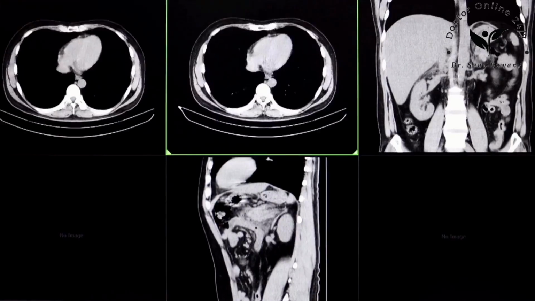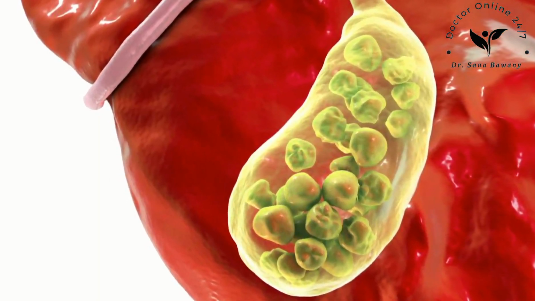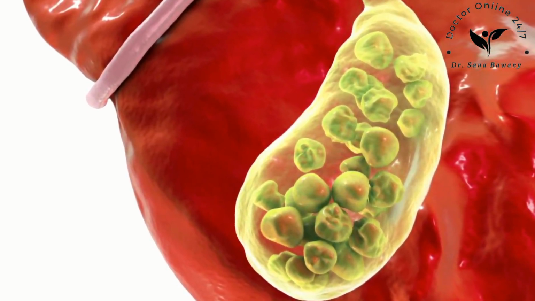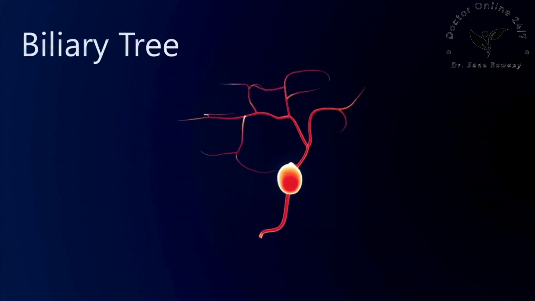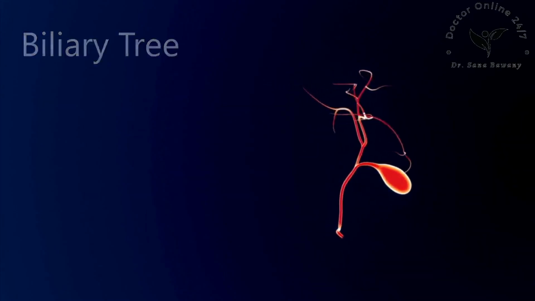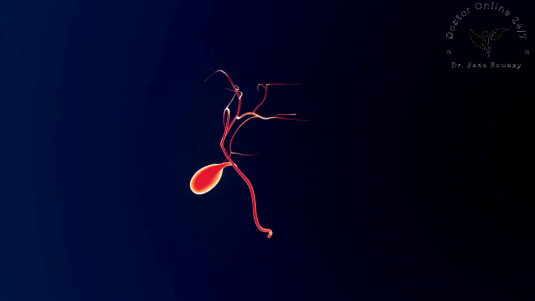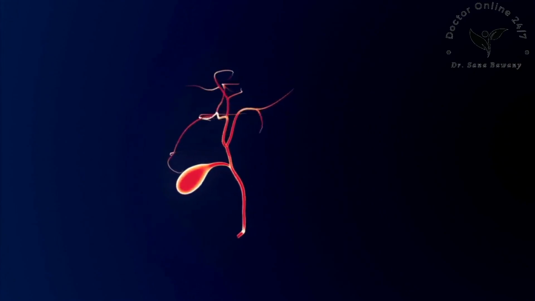Although I mentioned that a majority of patients are asymptomatic, signs and symptoms and medical conditions do occur as gallstones travel through the biliary tree. So I'm going to briefly discuss the anatomy of the biliary tree, including the gallbladder and some of the ducts that lead to the gallbladder and lead out of the gallbladder.